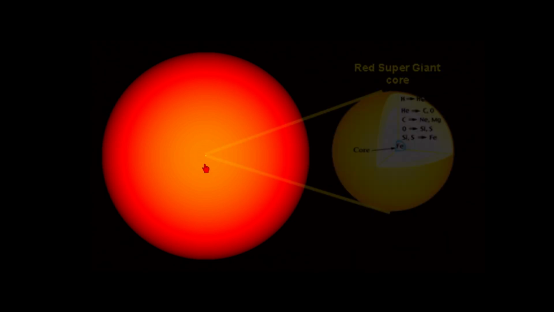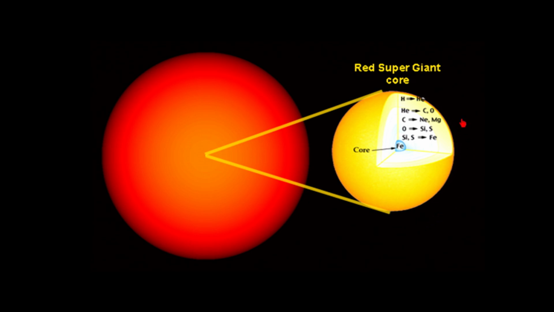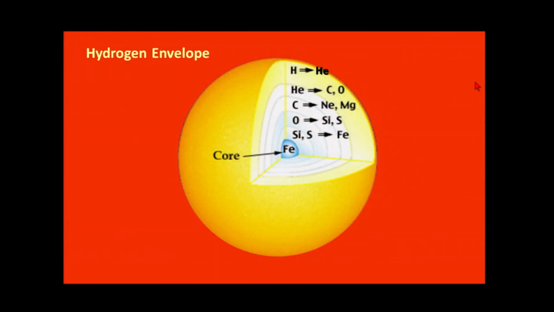That little tiny yellow dot is the core of the star. And what I want you to notice is the core has different layers to it. I'm going to switch to a close-up of just the core here. You'll notice that the core, the very center of the star, has the element iron.